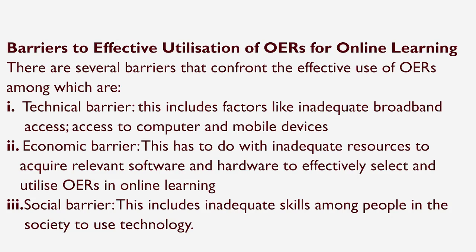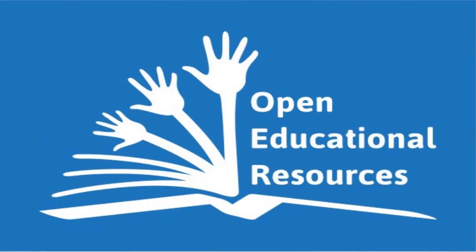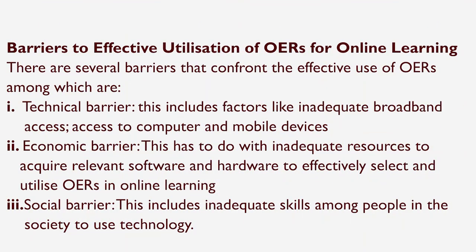Number two, economic barrier. This has to do with inadequate resources to acquire relevant software and hardware to effectively select and utilize OERs in online learning. Number three, social barrier. This includes inadequate skills among the people in the society to use technology and other OERs for teaching and learning, especially in an online learning environment.